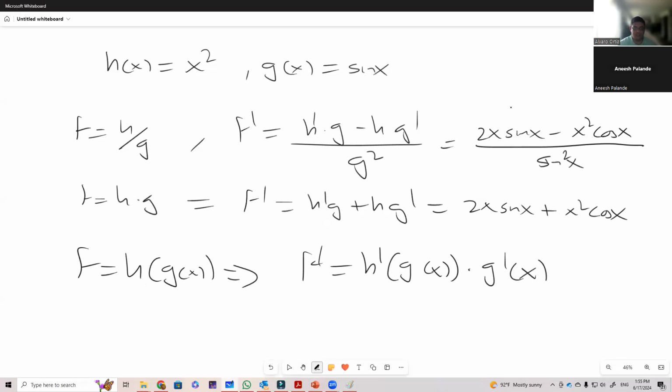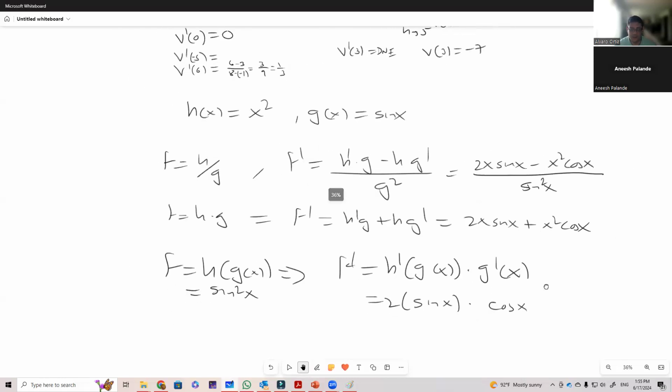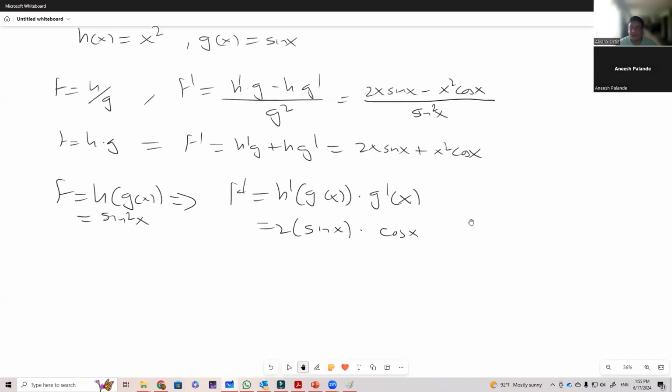So for example, because g is sine of x and g prime is cosine, you can probably write cosine here right away. And h prime is 2x, so this is going to be 2, but instead of x, it's going to be g of x, so 2 sine of x cosine of x. And notice that h of g of x is just sine squared, so it makes sense that the derivative is 2 sine of x times cosine of x. Is that making sense so far?